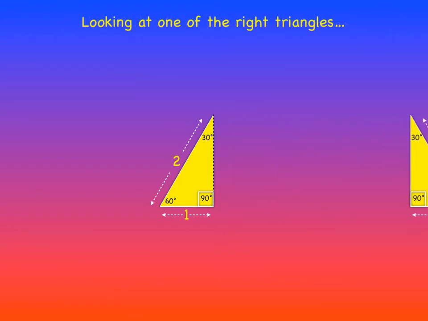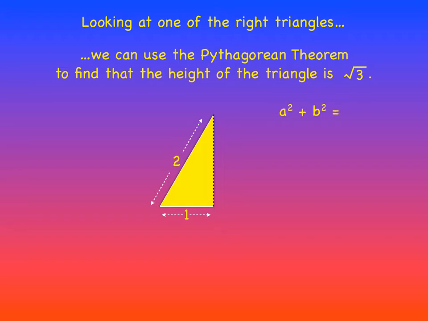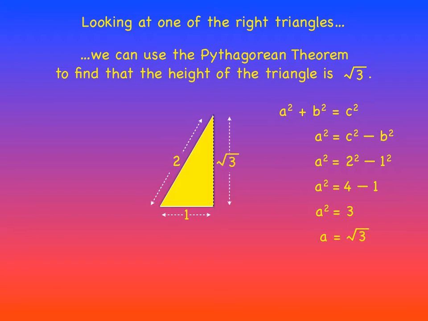Looking at one of the right triangles, we can use the Pythagorean theorem to find that the height of this triangle is the square root of 3, or some people just call that rad 3. Rad 3 is about 1.7320, well, that's a long one. Actually, it's an infinitely long irrational number. And we could just round that to 1 73/100.